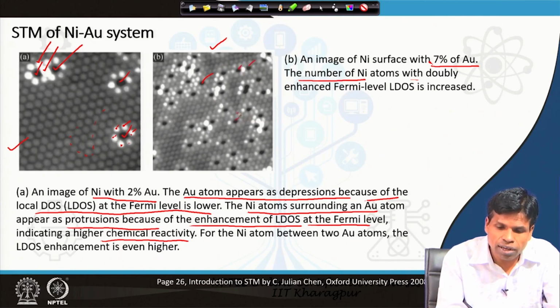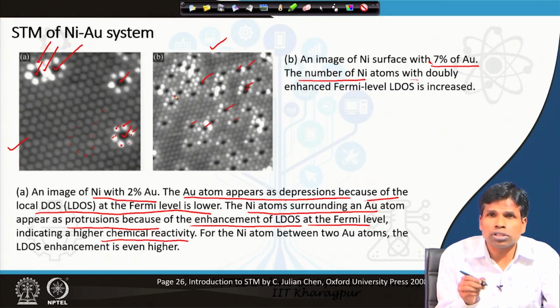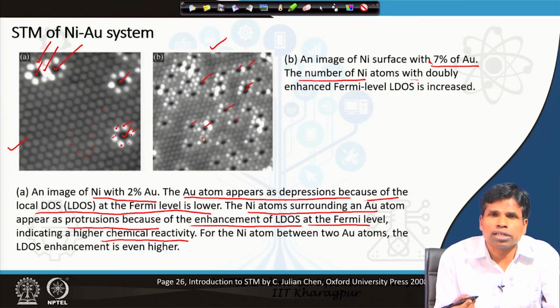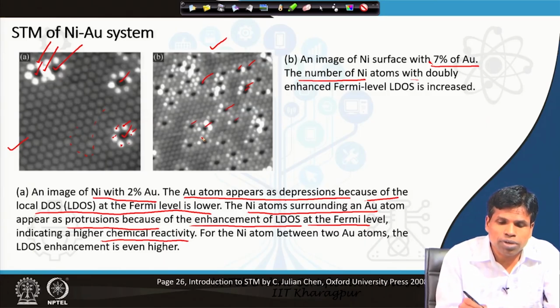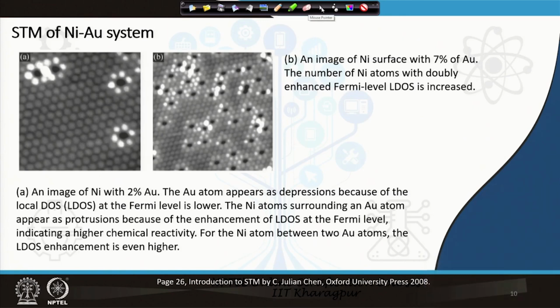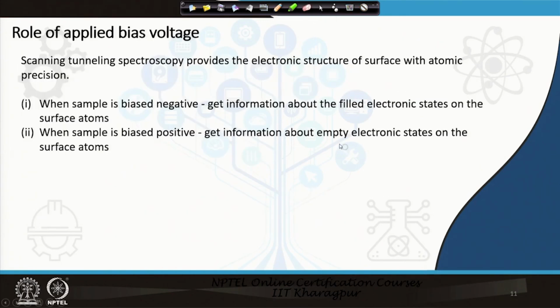So, around all the dark regions, we see the brighter nickel atoms. So, it is indicating how the atomic reactions are occurring at the atomic level. All the nickel atoms around the gold have changed due to certain chemical reactions, and therefore their electronic properties have changed. This type of chemical reactivity at the atomic level can only be studied by scanning tunneling microscope. There is no other technique available which can provide this type of information.